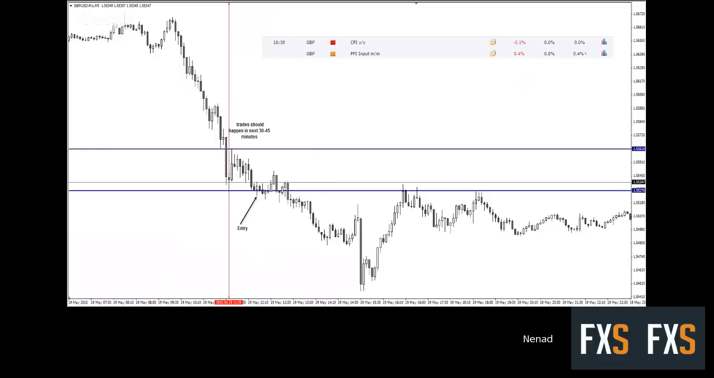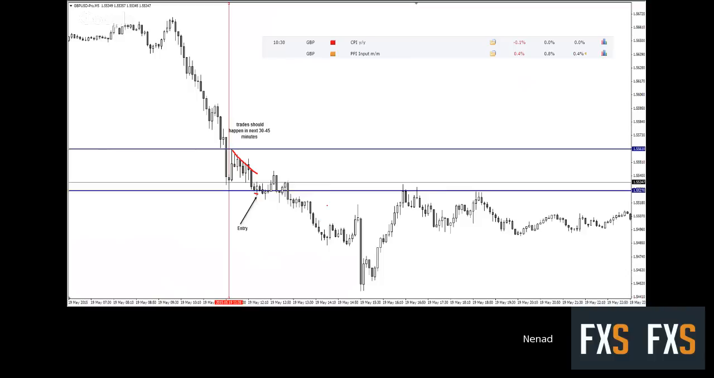Okay, here this is the setup candle. But also, guys, have in mind that your entry should happen in the next 30 to 45 minutes. If it does not happen, you simply neglect your setup. This came in, let's say 5, 10, 15, 20, 25, 30, 35, 40, 45 minutes after the release. Okay, but it was very clear.